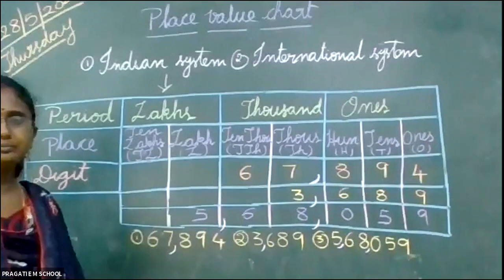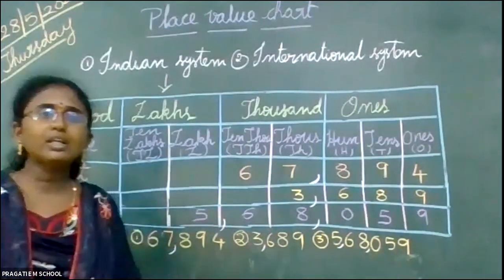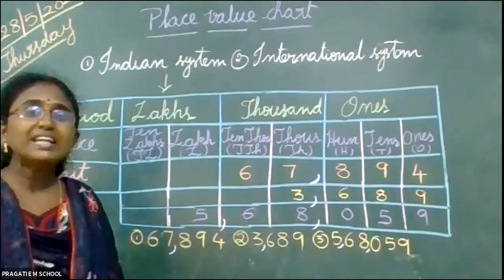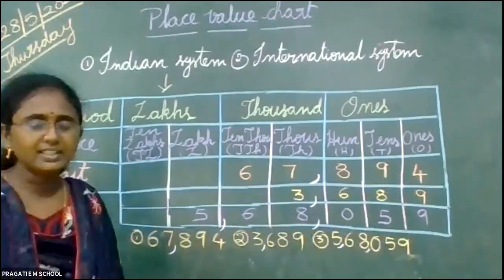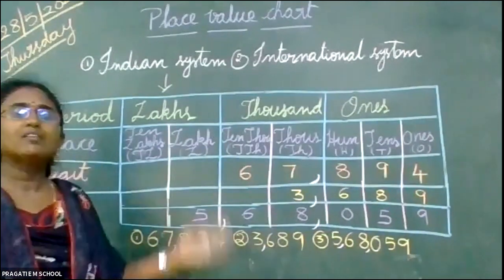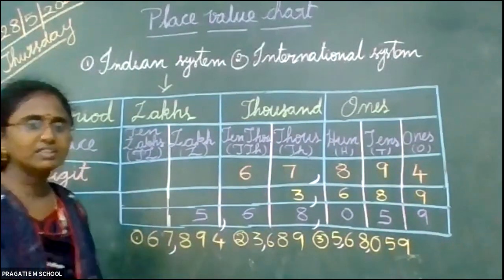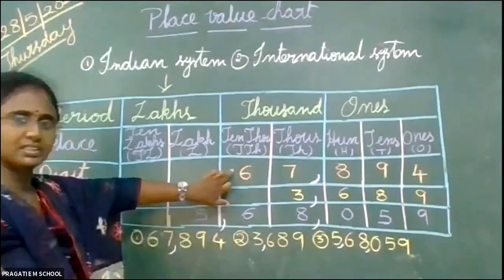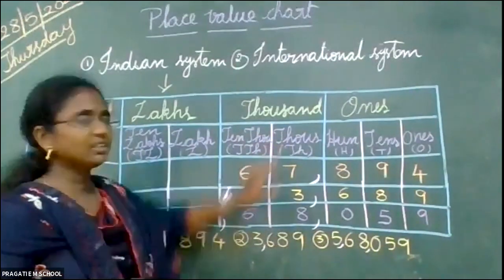Okay, children? What is the use of the place value chart? When we represent the number in the place value chart, it is easy to read and write the number, and it is easy to identify the place values of the given number's digits. Check here. 6 in 1,000 place, 6,000. 7 in ten thousands place, 70,000.